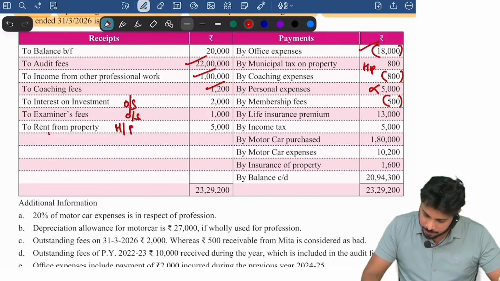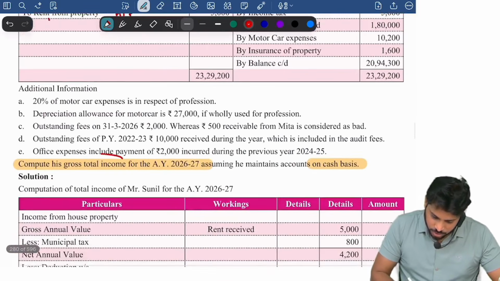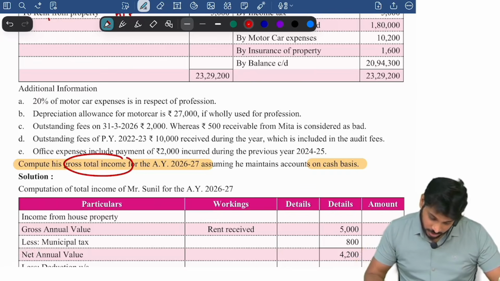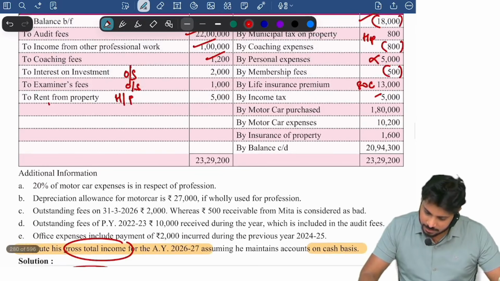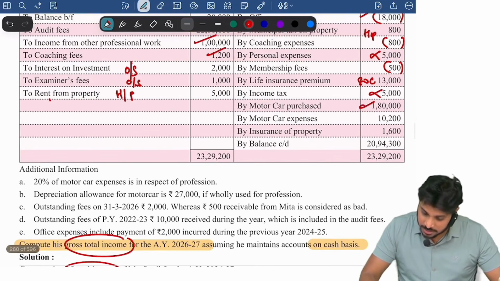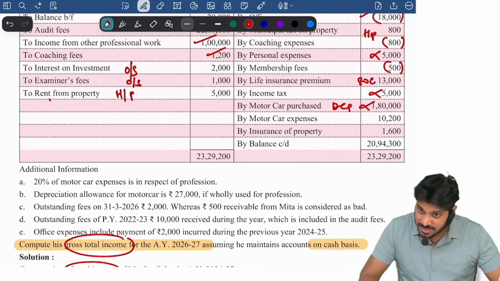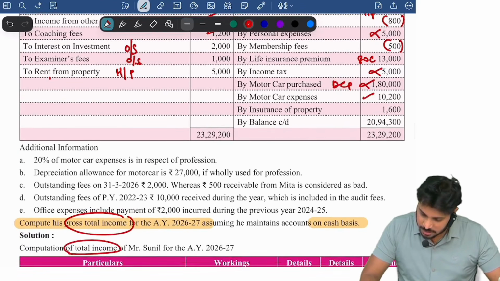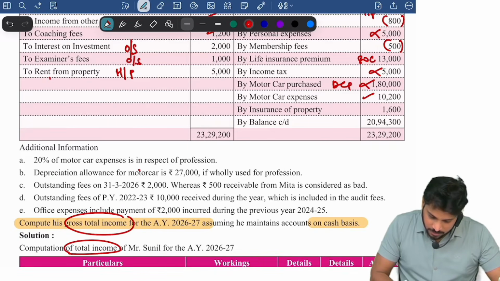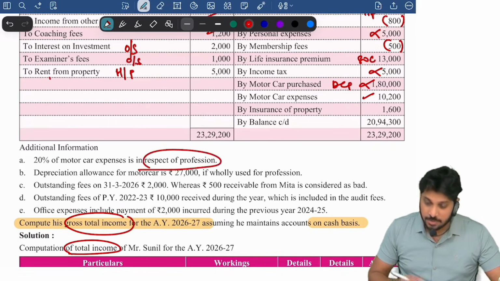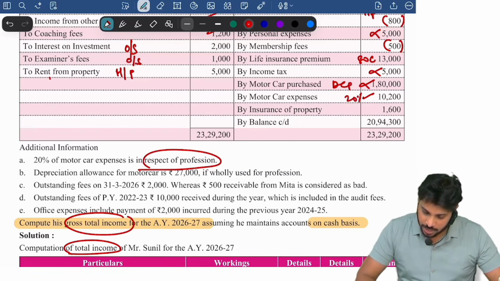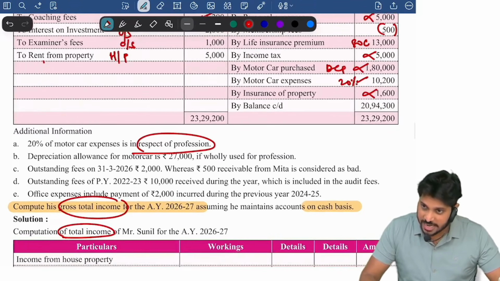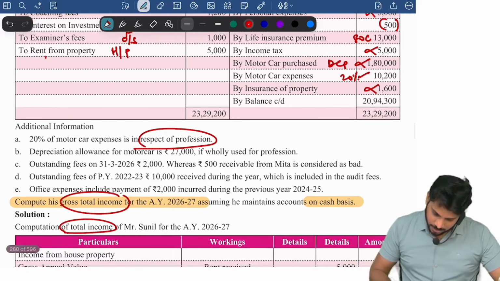Life insurance premium, Chapter VI-A. Remember they are asking gross total income only, so no problem. I think here they computed total income. We'll do total income, no problem. Income tax is not an expenditure. Motor car purchase, it's a capital expenditure. You can claim depreciation. Motor car expenses, yes, allowed. But you see 20% of the car is in respect of profession, 80% is personal. So only 20% is allowed. Insurance of house property, any expenditure, ignore. Then outstanding fee, all that is gain.